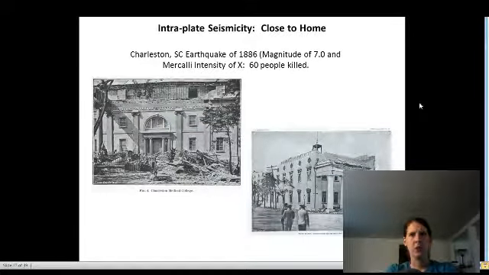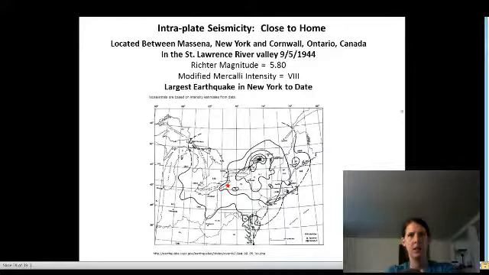And this shows an earthquake in Charleston, South Carolina in '86 with a magnitude of 7 and 60 people were killed. And then here between Messina, New York and Cornwall, Ontario in the St. Lawrence River Valley, there was an earthquake in 1944 with a Richter magnitude of 5.8, and that is the largest earthquake that has occurred in New York to date. And that, even so, was still northwestern. Oh, no, sorry, that was right outside Erie, wasn't it?